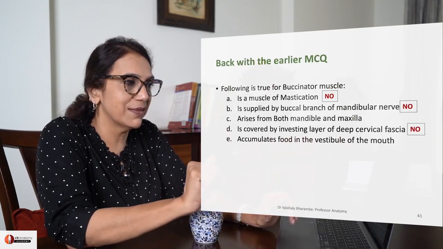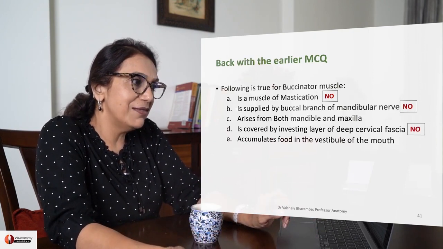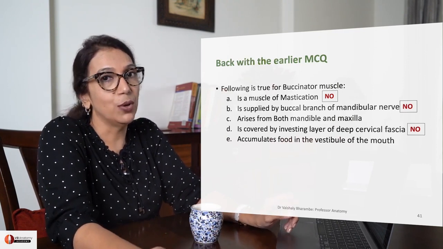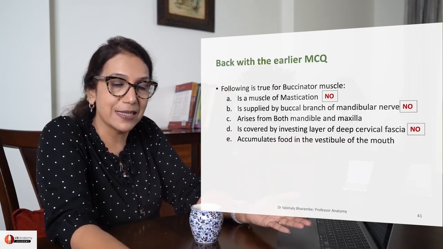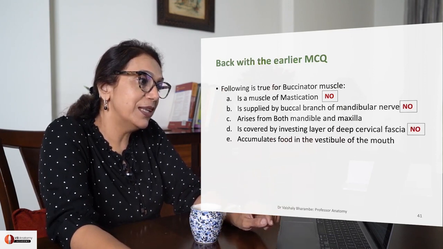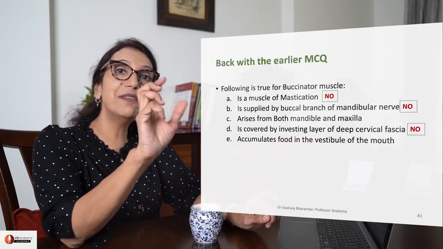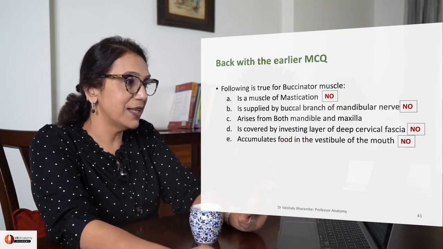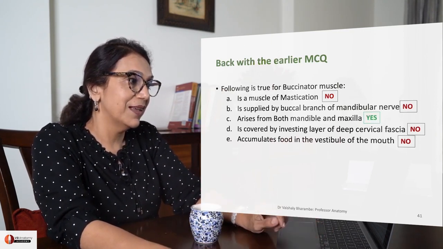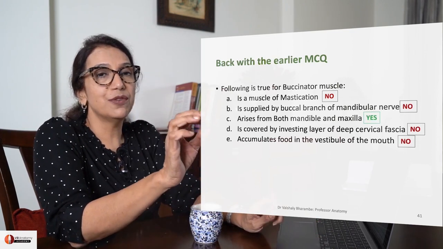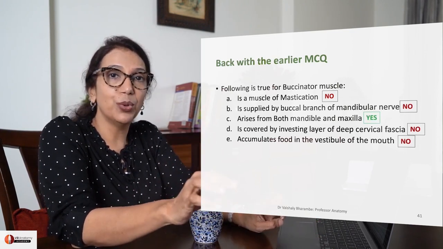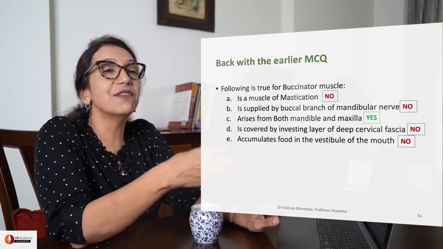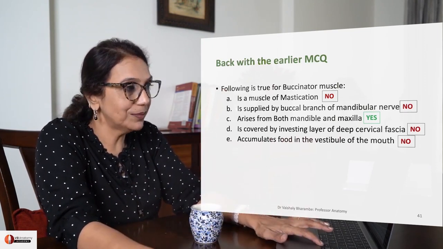Arises from mandible and maxilla. I want to keep it. Okay. Is covered by investing layer of deep cervical fascia? No. Why no? Because there is no deep fascia in the face. Accumulates food in the vestibule of the mouth. Actually, it prevents accumulation of food in the vestibule of the mouth. Therefore, the answer is, it takes origin from mandible and maxilla both. That's the correct option. Knowledge helps you to solve MCQs way more easily.